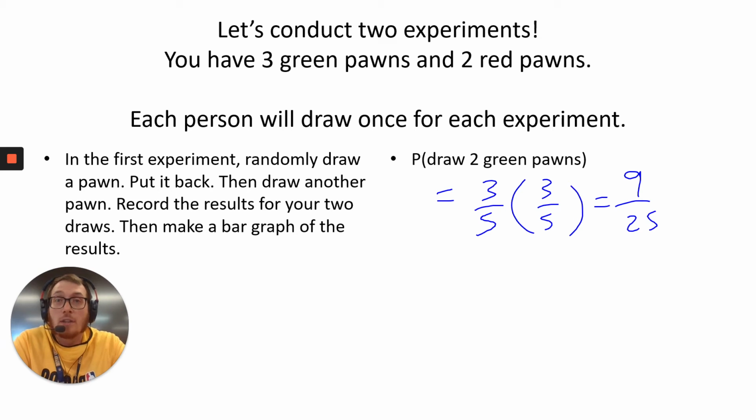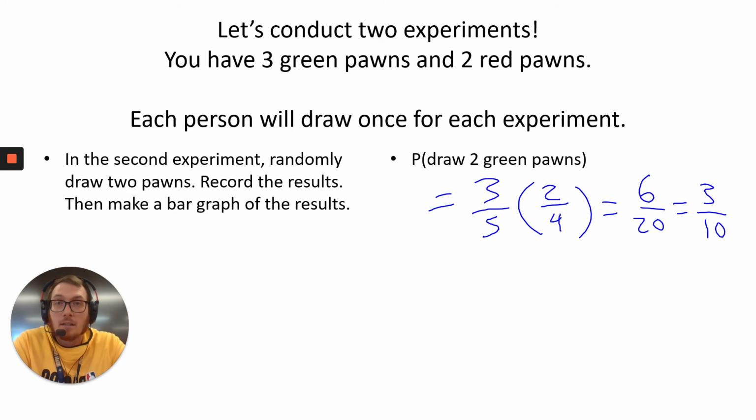independent events or with replacement question. You can imagine if you already thought about it, the next one's going to be a without replacement. You draw the 2 pawns together or one at a time, but you don't put it back. So there were 3 out of 5 to start with. That's the same as the last slide. But now since I took one of the green pawns off to the side, I'm left with 2 out of 4. That simplifies down to 3/10 as my final answer for drawing 2 green pawns without replacement, which means they're dependent events.